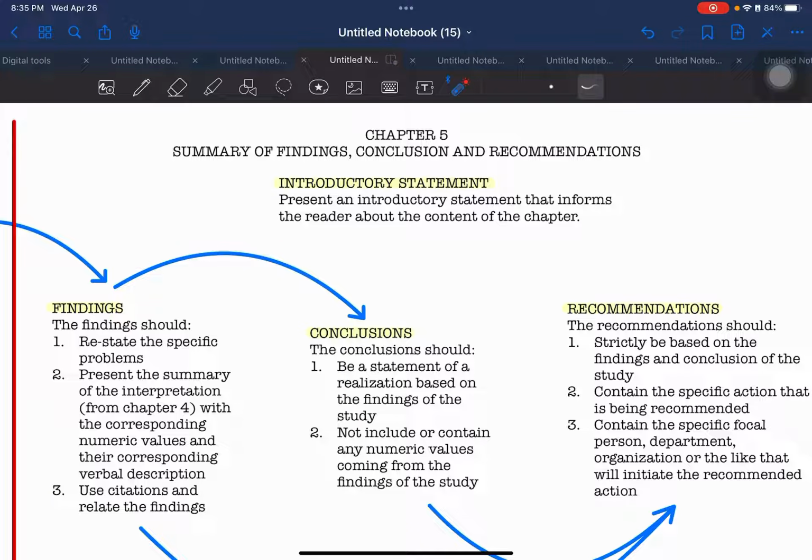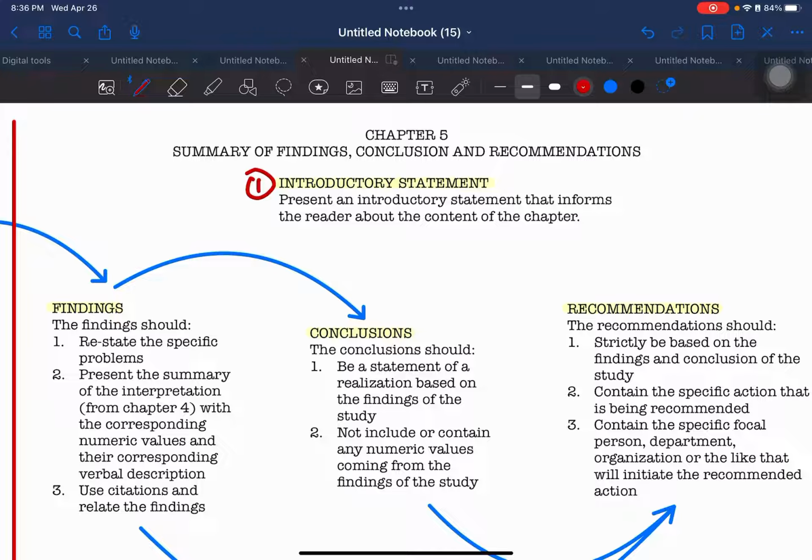If you want to add other than that, just make sure that you do not overdo it, na masyado nang humaba yung discussion. Okay? So, that's the first part. Again, let's mark that. So, that is the introductory statement.